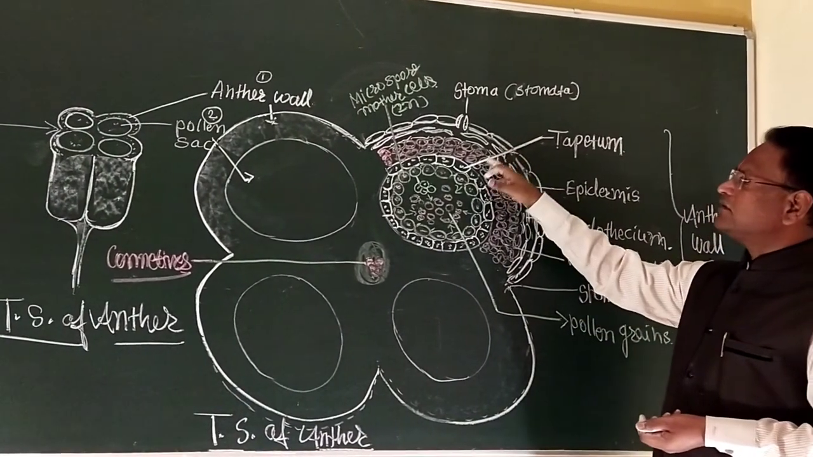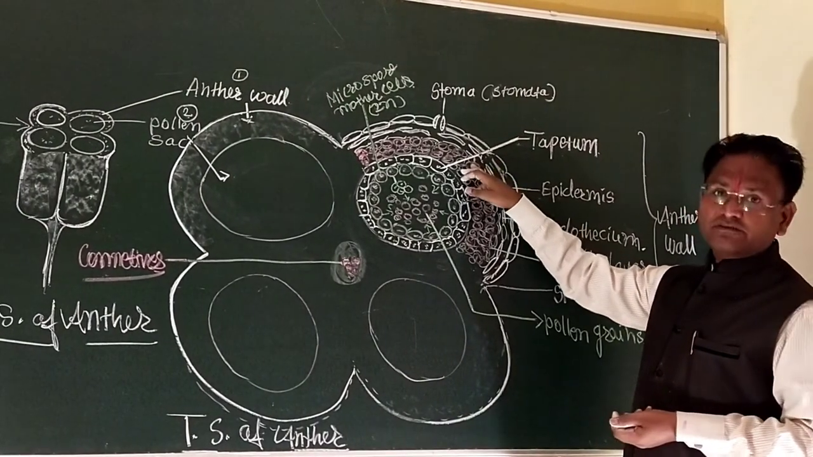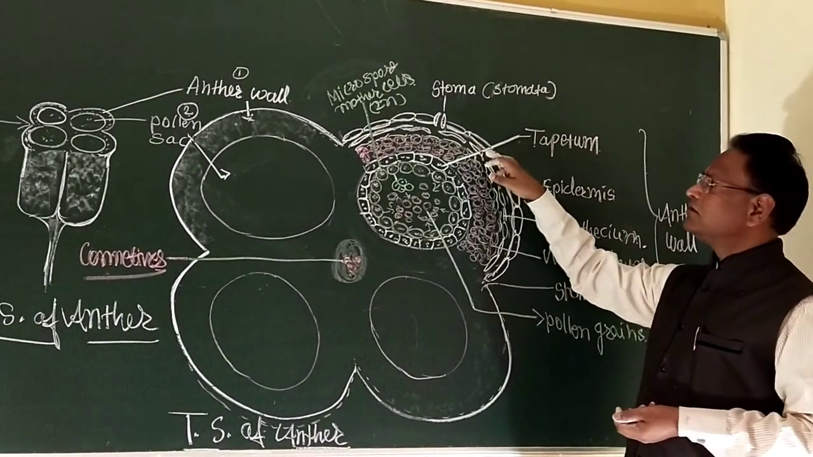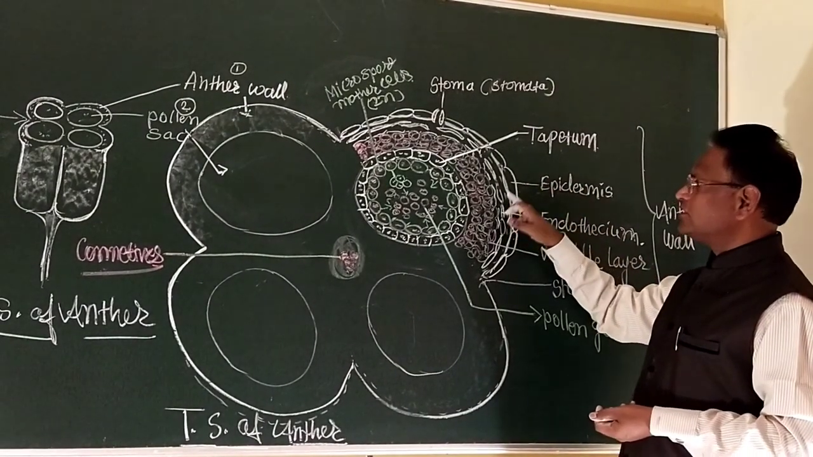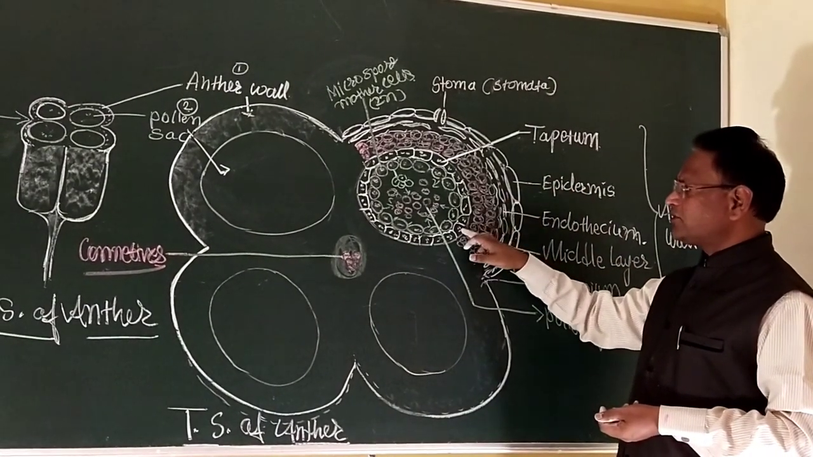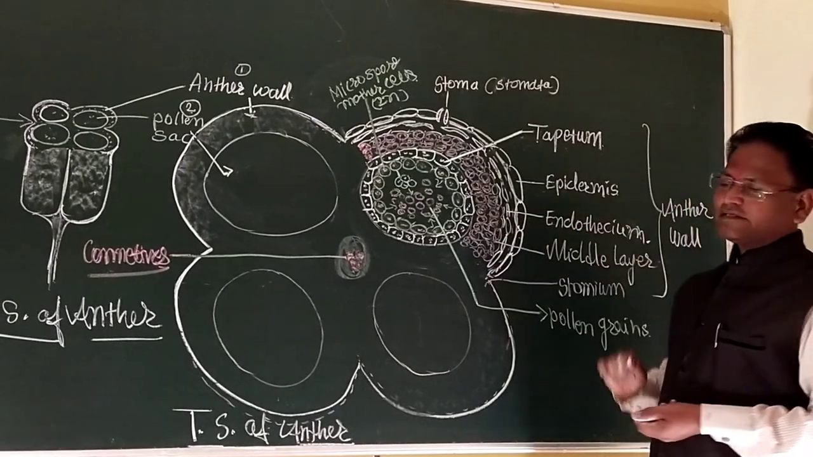one by one layer we have distinguished or explained: epidermis, explain that, after that endothecium, after that middle layer, tapetum, and then this is called the anther wall.